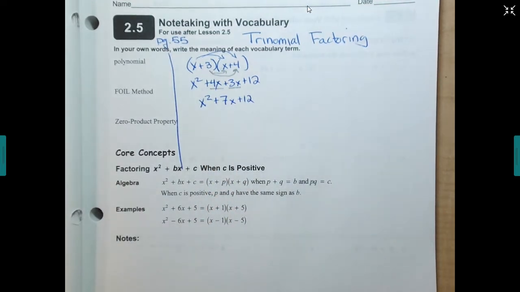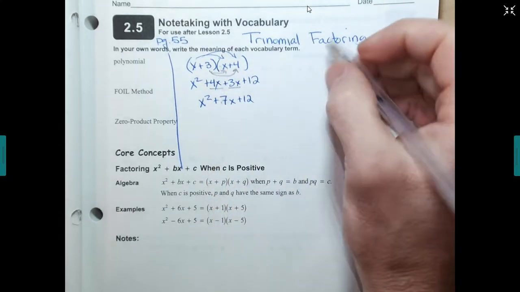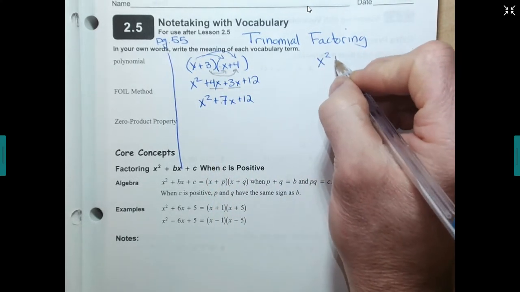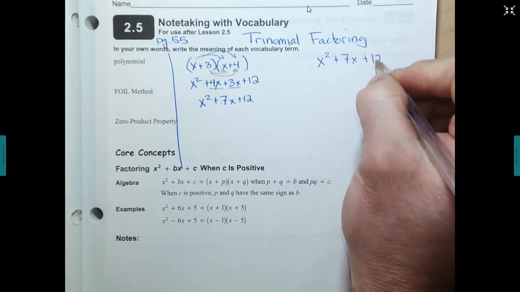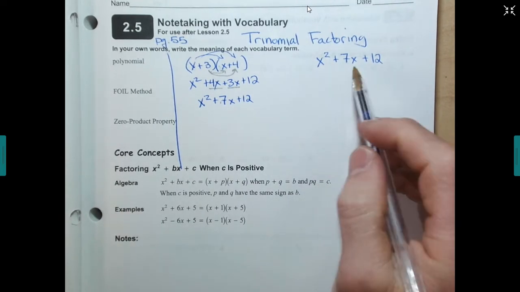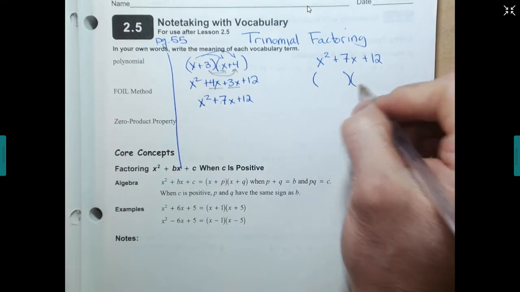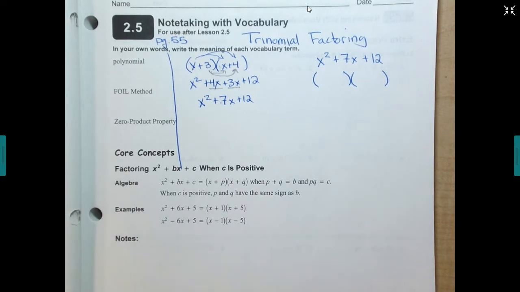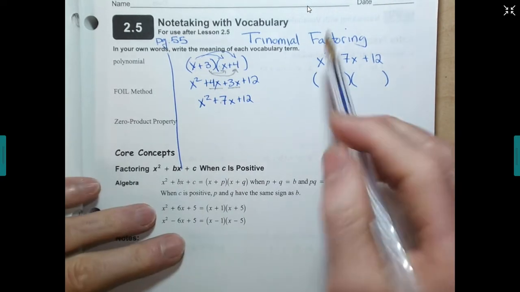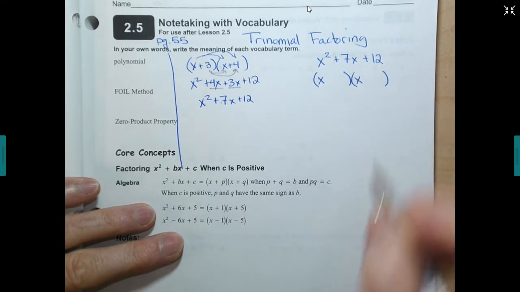So what we're doing today is going the opposite direction. We're going to start with x squared plus 7x plus 12 and change it into the factored form. If I have this trinomial, I know I'm going to have two possible solutions, so I can just start with that. I have to get to x squared, and how do I get to x squared? I have to multiply an x times an x.